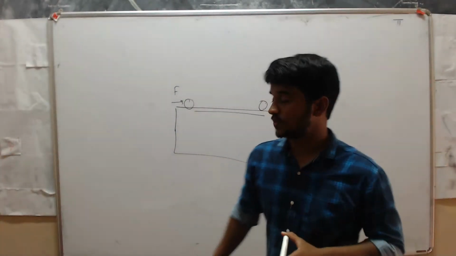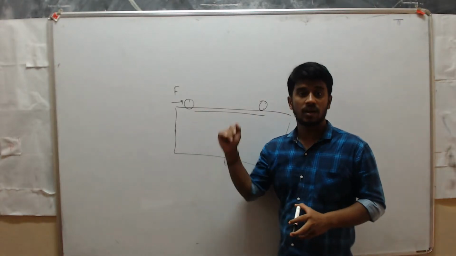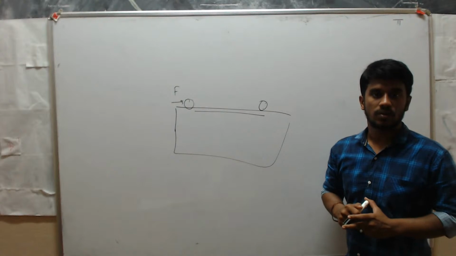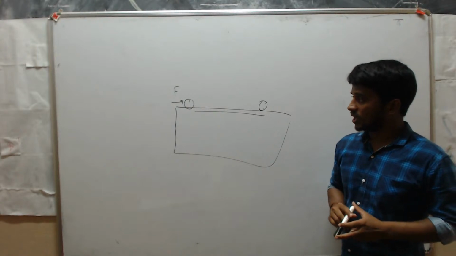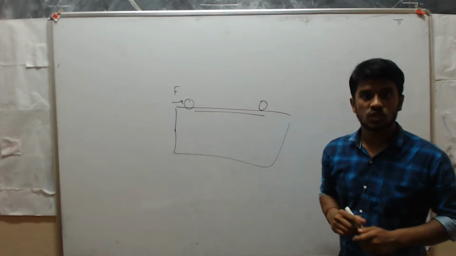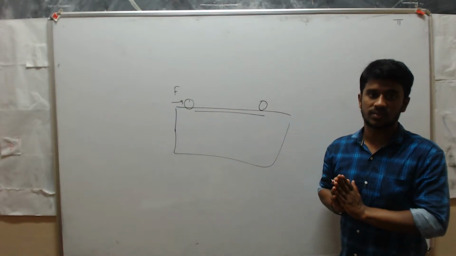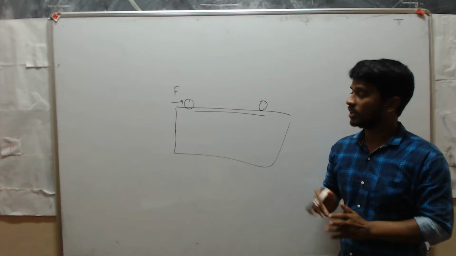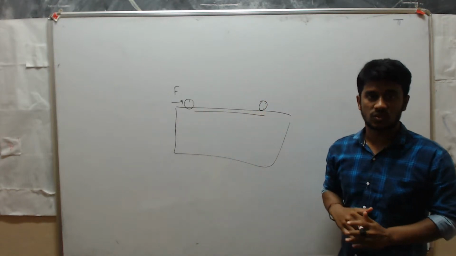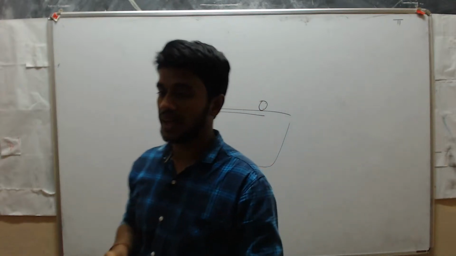Why did that marble get displaced? Because we applied a force, so that's why it got displaced. It moved. So here the force is applied and it covers some distance, so we can say that work is done. We applied force and it covered some distance, so here we can say that work is done.